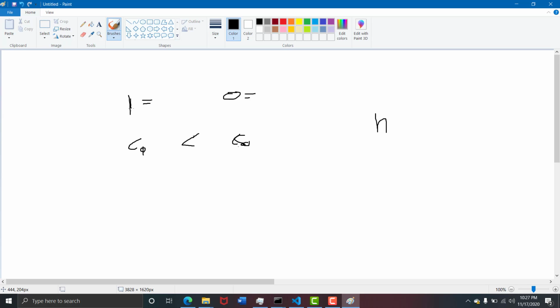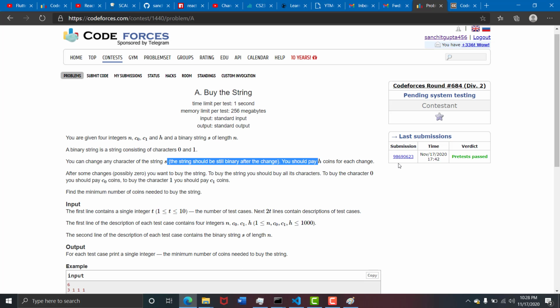And after doing this for all the coins, the answer would be n into the cost of 1 or n into the cost of 0. Now I will show you my code.